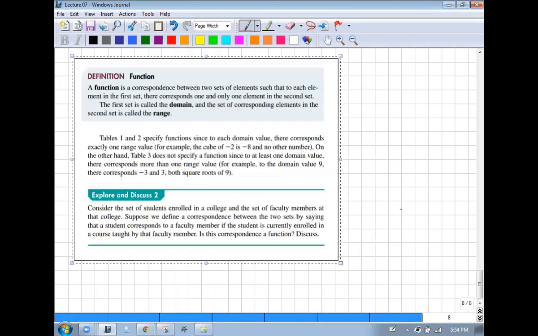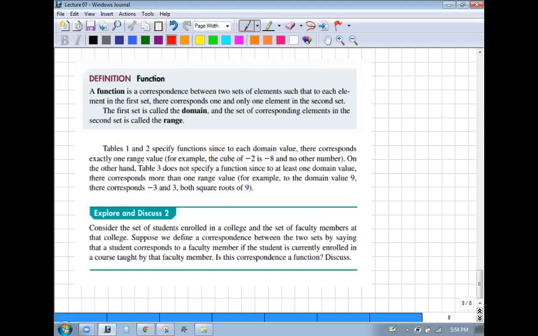A function is a correspondence between two sets of elements such that each element in the first set corresponds to one and only one element in the second set. The first set is called the domain, the set of corresponding elements, and the second set is called the range. So a function takes the domain and maps it to the range.